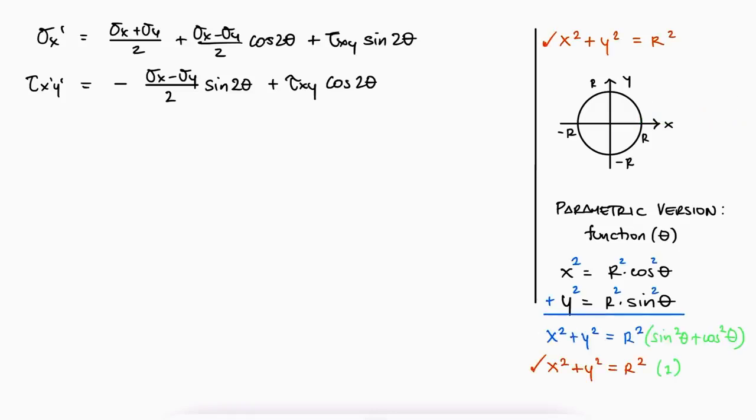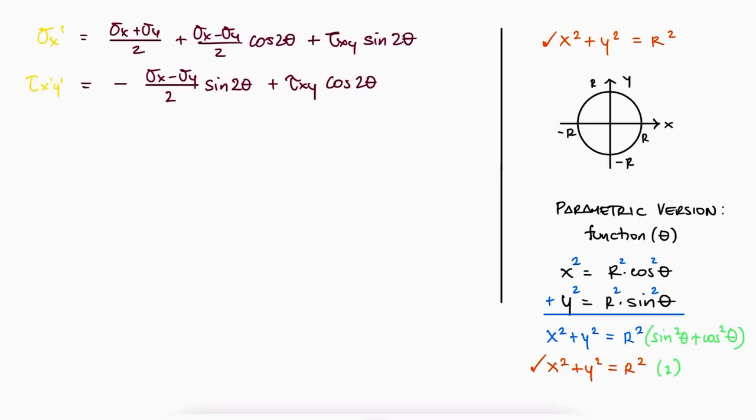This can always be done as long as the axes, in this case x and y, are perpendicular to each other. This is true for the 2 expressions derived, since sigma x prime is perpendicular to tau x prime y prime. And notice that the parameter in this case is 2 theta, not just theta. To go from parametric to Cartesian, we square these expressions and add them together. Since the first term on the right-hand side of the first equation is not dependent on the parameter 2 theta, we can move that to the left-hand side of the equation.